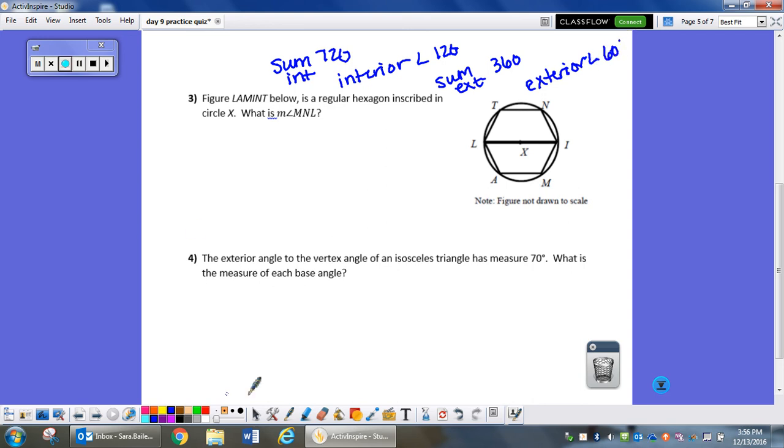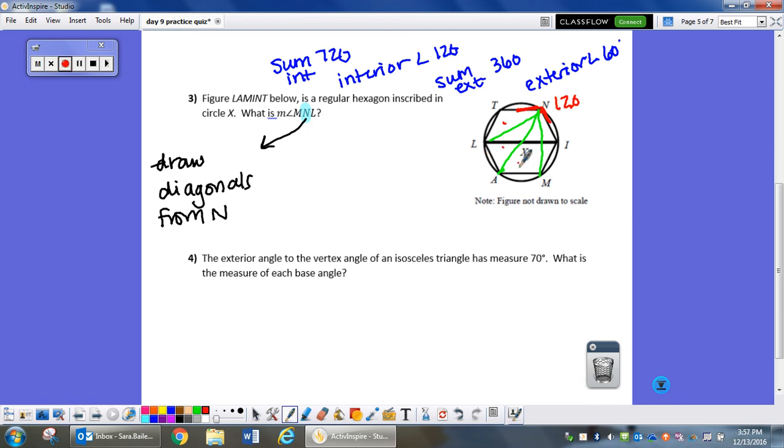All right, we want to know the measure of M and L. So the first thing you want to note is that N is the vertex of that angle. So we want to draw diagonals from N. Okay? So that's how you know where to start with your diagonals. So N to L, and the diagonals are splitting that angle evenly. So they split all of that angle, that's 120, into 4 parts.